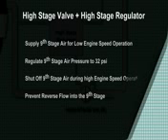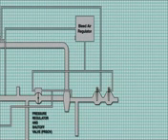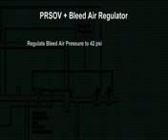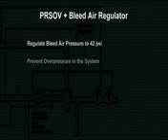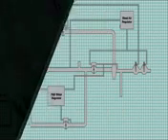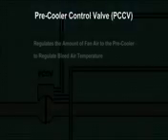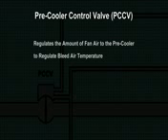Bleed air pressure is controlled by the pressure regulating and shutoff valve, or PRSOV, and the PRSOV is controlled by the bleed air regulator. Together they regulate bleed air pressure to 42 psi, prevent overpressure in the system, and in concert with the 450 sensor, prevent runaway over temperature. The pre-cooler control valve, or PCCV, regulates the amount of fan air to the pre-cooler to regulate bleed air temperature.